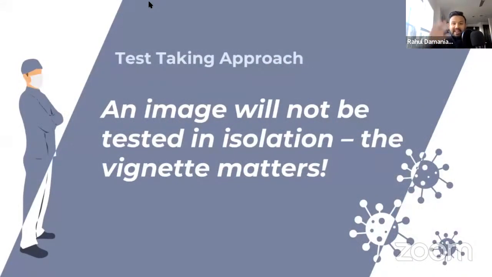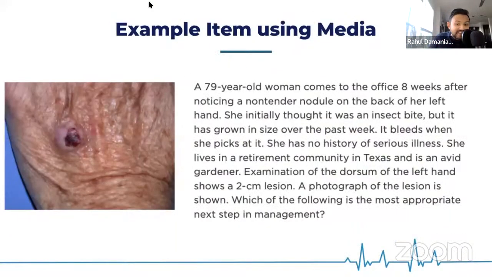And so now what we'll do is we'll go ahead and go into a test-taking approach. An image that you will get on the USMLE will not be tested in isolation, i.e. the vignette will always be there, and the vignette will give you a working diagnosis that your image is actually going to confirm. So you will not get a question that basically says, here's an image, what is it? You are going to get a vignette that goes in conjunction with the image. And that's very important because when we look at an example question, the actual vignette will point to the image because, as you can see, a photograph of the lesion is shown and that will direct your attention in this case to a static image.